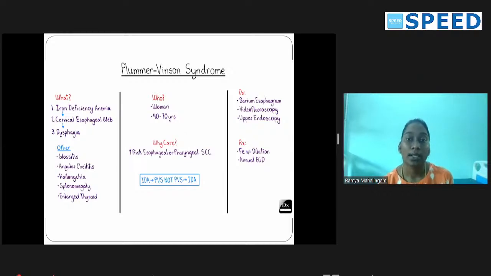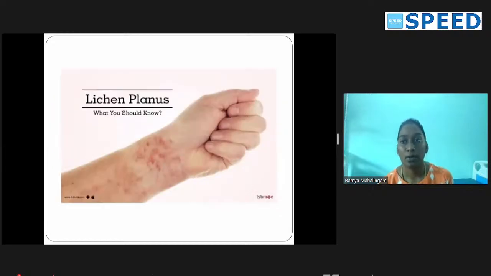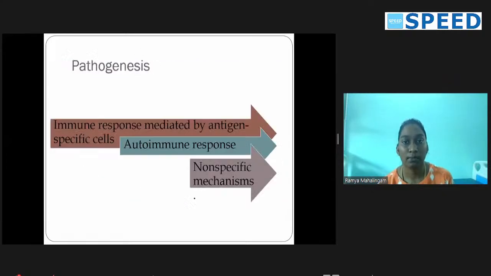So women in the age of 40 to 70 years are more commonly affected. Okay, iron supplements are usually given to correct the condition. We went on studying about the skin lesions. So Lichen Planus is very important.